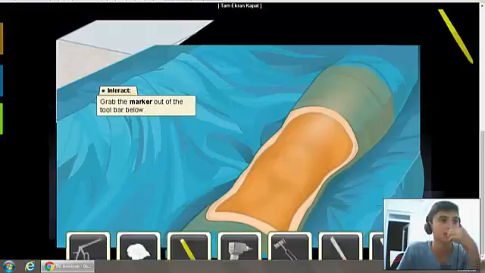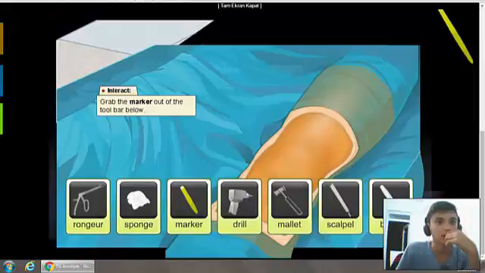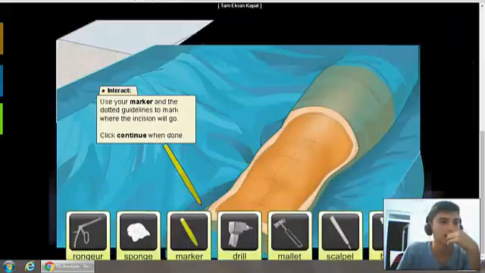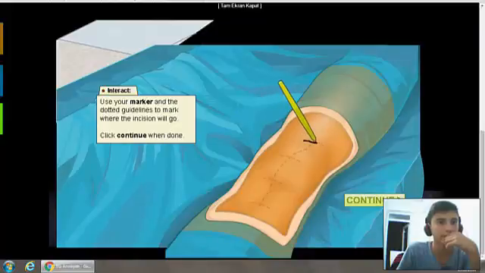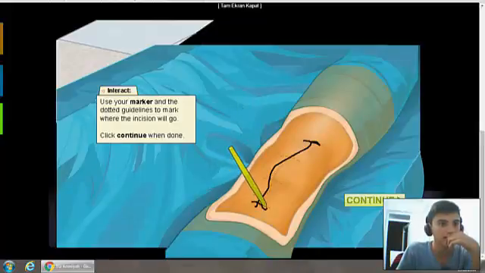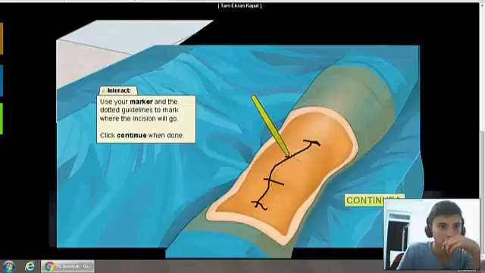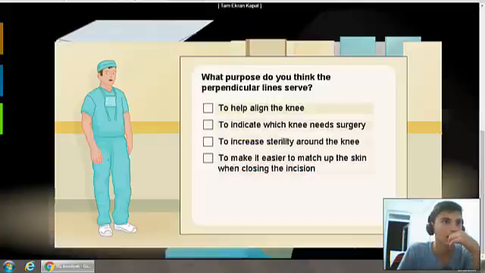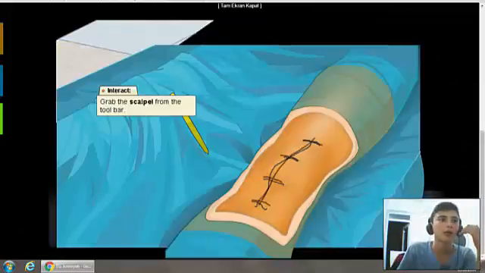Use the sterile marker to draw the location for our incision, and don't forget to mark the perpendicular lines too. Typically, the incision line is 6 to 7 inches long. Şöyle bir çizelim. Çok güzel. What purpose do you think the perpendicular lines serve? Outstanding. Now for the incision.